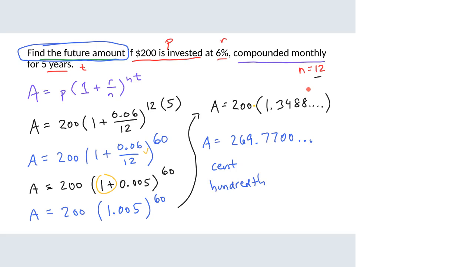So what I'll need to do then is go find the hundredths place, which is here. Look, one space to the right. That's 4 or lower, so I'm going to round this down. $269.77. That is going to be the future amount, the future value of this investment at the end of the 5-year period. Started out with $200, ended up with $269.77.